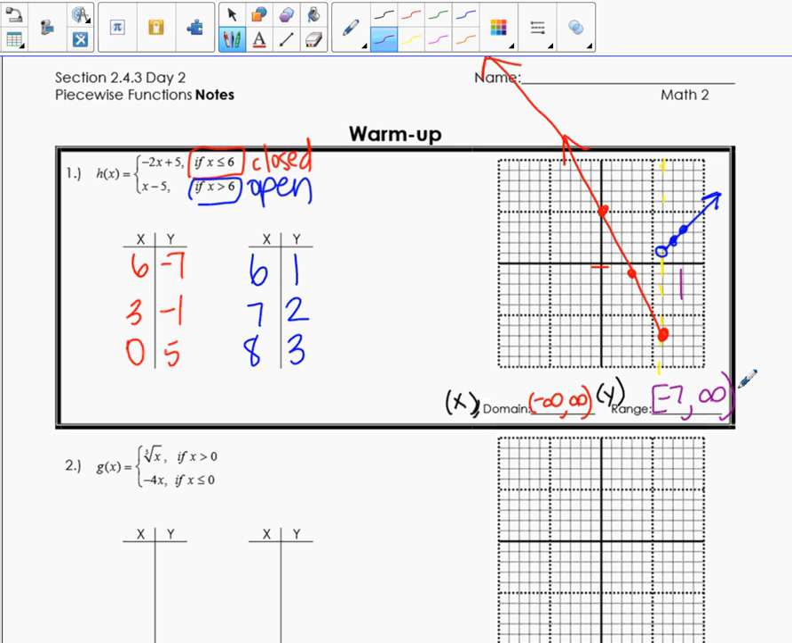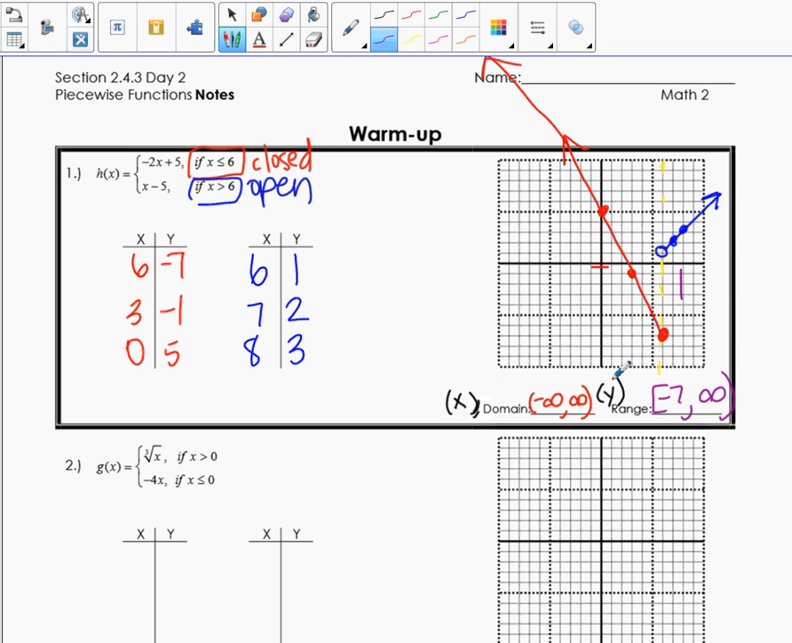Okay, so domain, you just need to check and see. You can almost think, okay, if I were to draw vertical lines here, would I hit a graph at every single point? You do, so it's negative infinity to infinity. For your range, if you were to draw horizontal lines and check every y value, you would hit a graph at least at every y value until you got to negative 7 and below, but then we don't have anything.